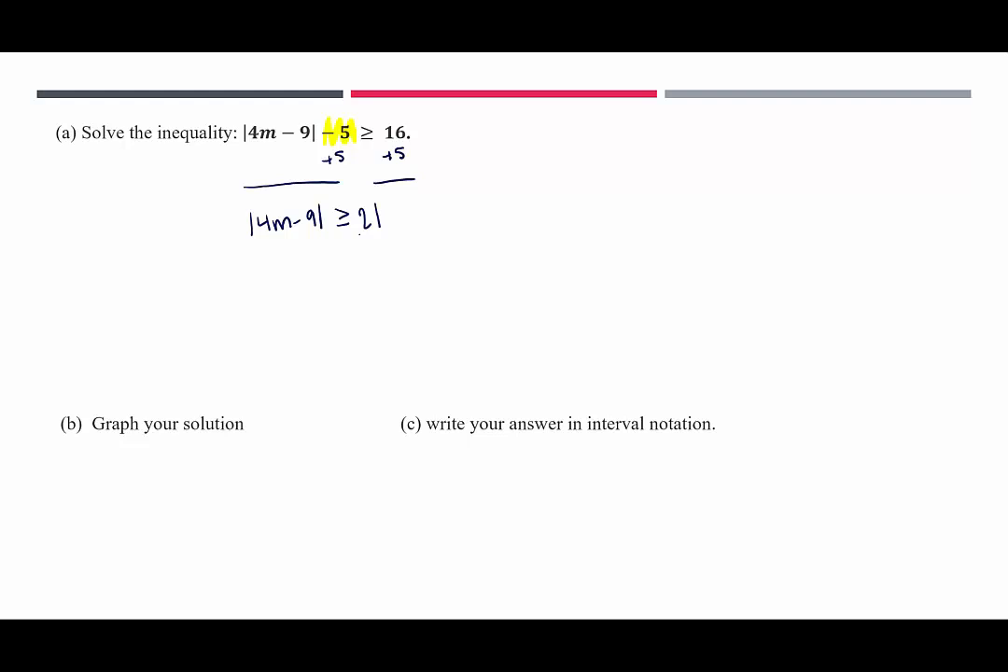Now that we have the absolute value isolated, we want to consider, is this a conjunction or a disjunction? Well, an absolute value will be a conjunction if we have a less than or equal to. And it will be a disjunction if we have a greater than or equal to. In this case, since it's greater than or equal to, this would be a disjunction. What that means is that we're going to have two separate sets of solutions. We're going to have some that are bigger than or equal to some number and some that are smaller than or equal to another number.